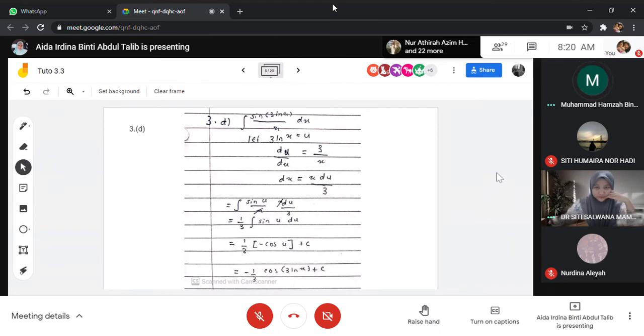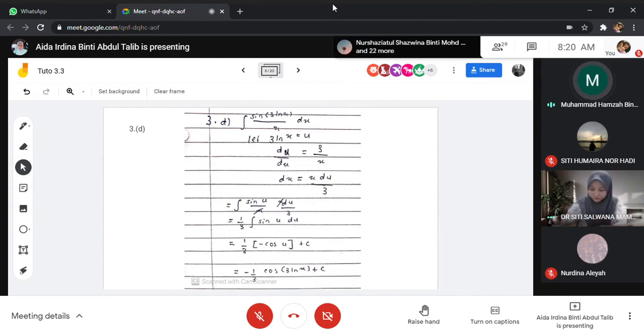Integrate sin(3 ln x) over x dx. First, let 3 ln x equal u. Then we differentiate, du/dx equals 3 over x, and dx equals x du over 3. Then we substitute u and dx into the equation: sin u over x times x du over 3.